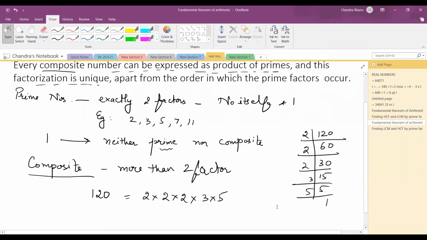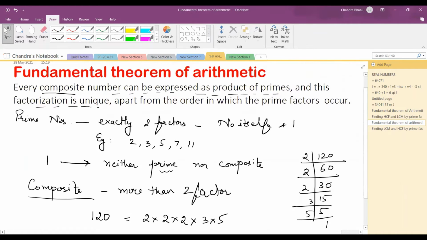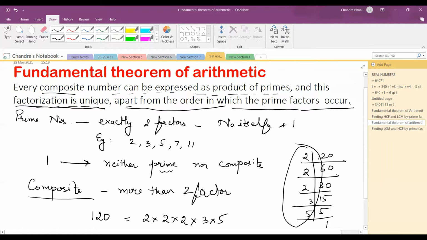It is the product of three 2s, one 3 and one 5. But some other child may write it as 2 into 3 into 5 into 2 into 2. Will this change in the positions change the number? No. I am just changing their positions, writing them in different orders. So I can write them in any order, but it should be only three 2s, one 3 and one 5. I can't write 2 four times. So the order can be different, but the factorization is unique. Only these numbers will be used apart from the order in which the prime factors occur. So they can be written in any order.